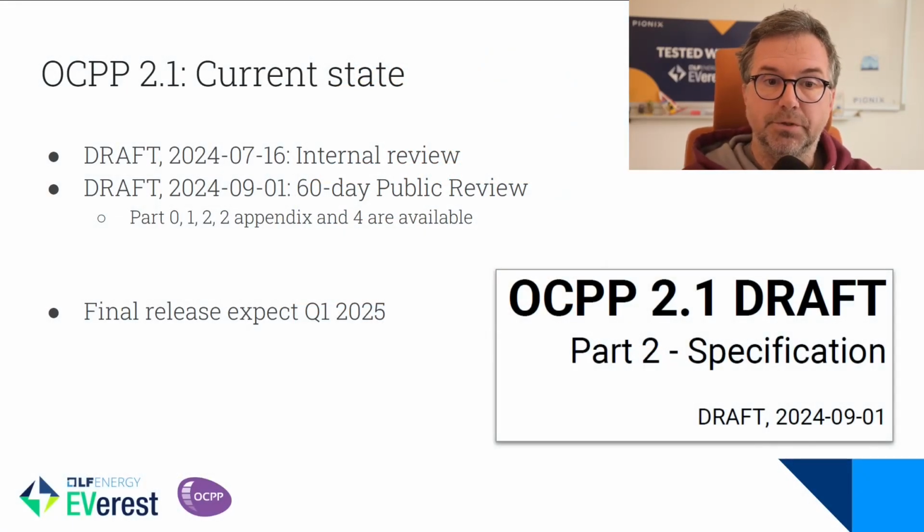Now, the current state of OCPP 2.1: the first internal review within the Open Charge Alliance started in July this year. That was followed in September by a 60-day public review period. That period has now ended by the end of October. I understand from the technical editors that they got over 500 comments, so they have their work cut out. They will need to do a lot of work to get all of that processed and into the final release. They are still planning to do a final release by the end of January. Now, with the amount of comments, it might be delayed a little bit, but I'm convinced that within Q1, OCPP 2.1 will be released.